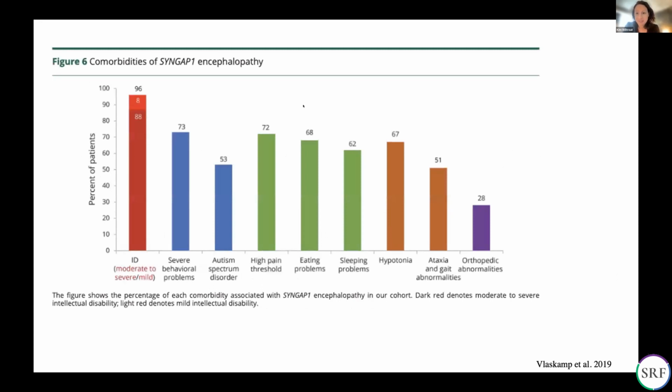Dr. Shepard, who was the moderator for the first session, has a paper from 2019 that very nicely describes the broad spectrum of symptoms associated with SYNGAP1 encephalopathy or SYNGAP1 related disorder, including intellectual disability, behavioral problems, autism spectrum disorder, different sensory problems such as a high pain threshold, sleeping problems, ataxia and gait abnormalities, as well as epilepsy.